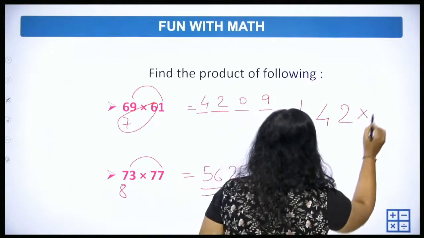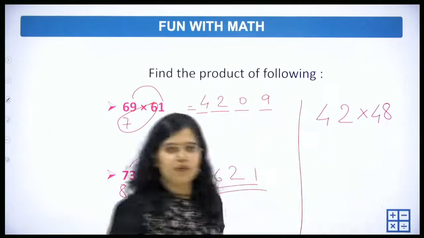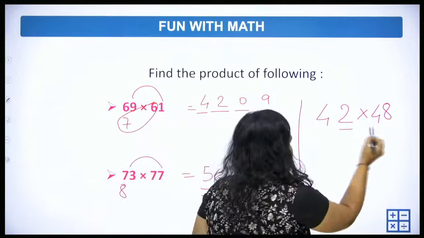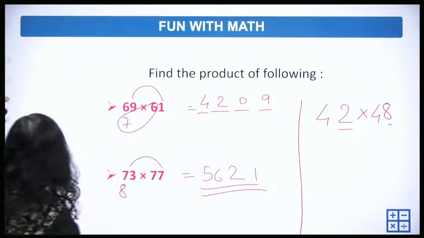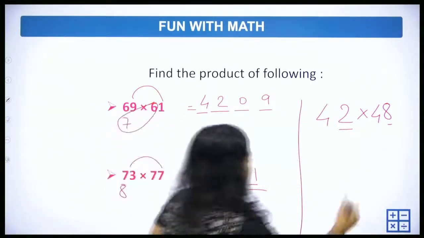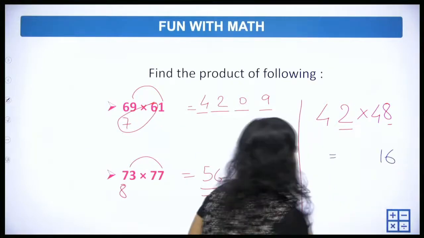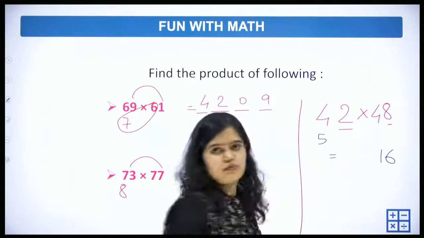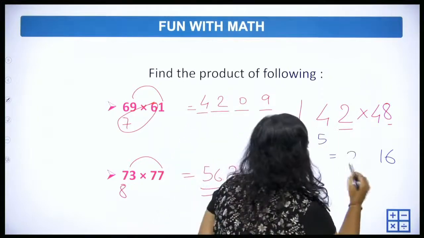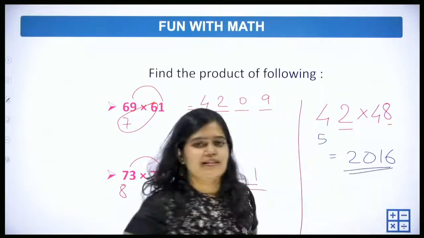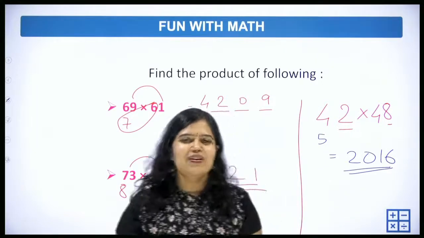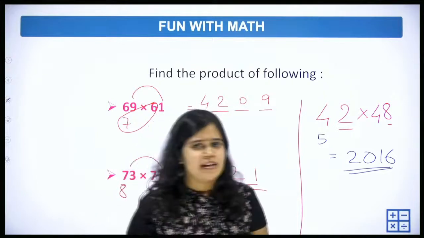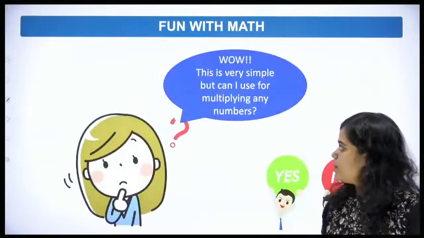42 into 48. What is going to be the solution of this number? The ones digits are 2 and 8 and we know 8 2s is 16. So this is going to be 16. I have 4, so what should we take? 5. Now 5 into 4, 20. So 2016 is the solution. So this is going to be a simple and useful trick for you to solve your math quickly. Let's look into the next slide now.